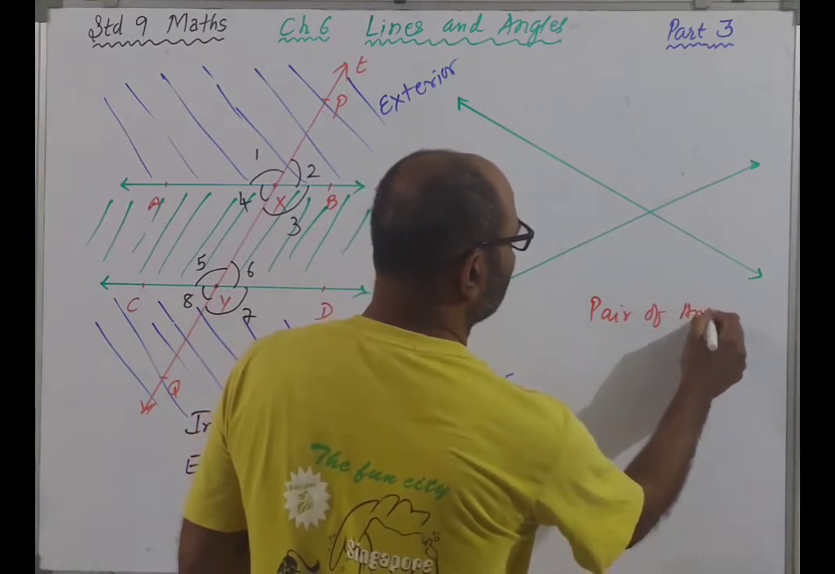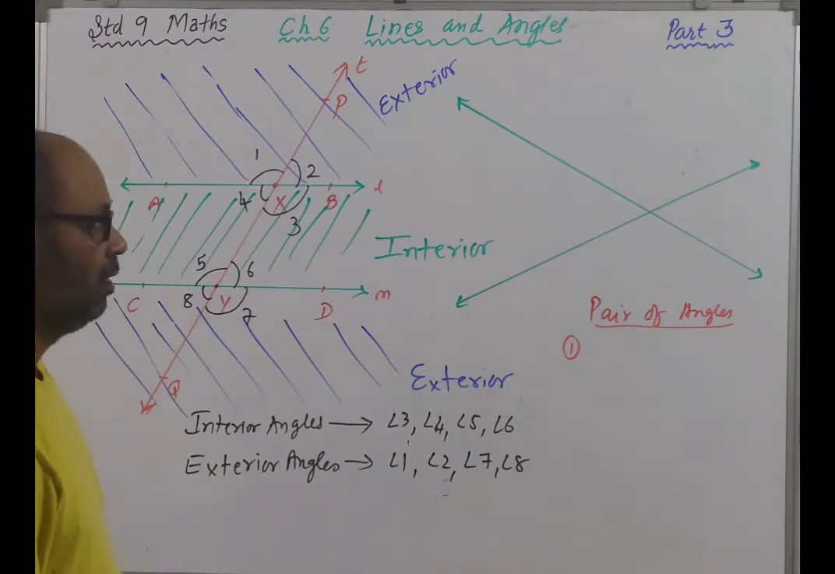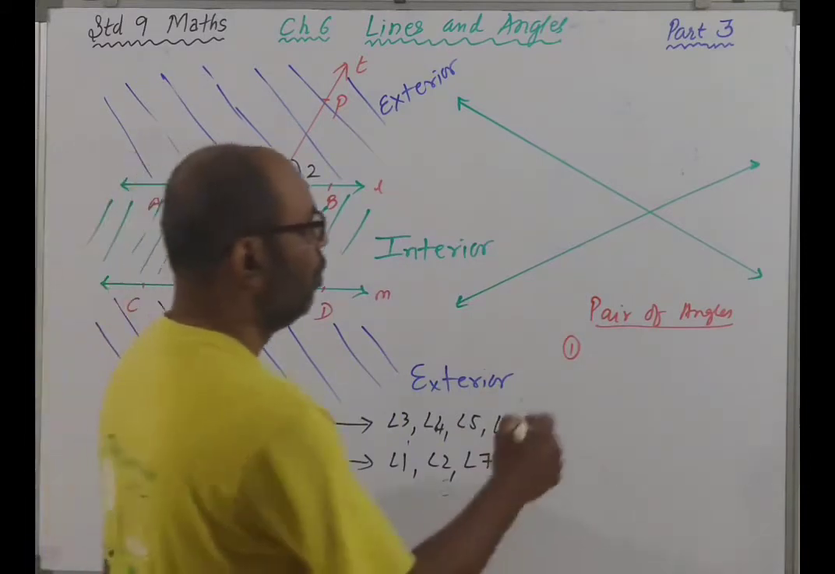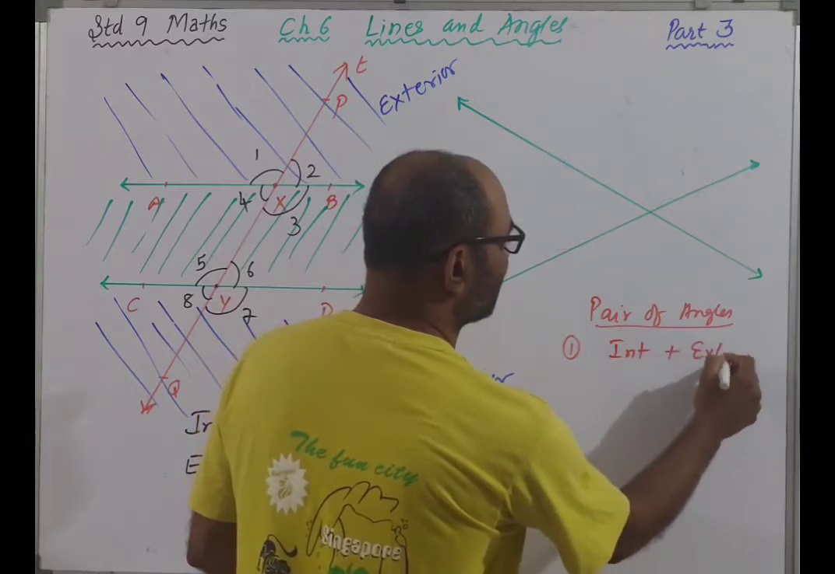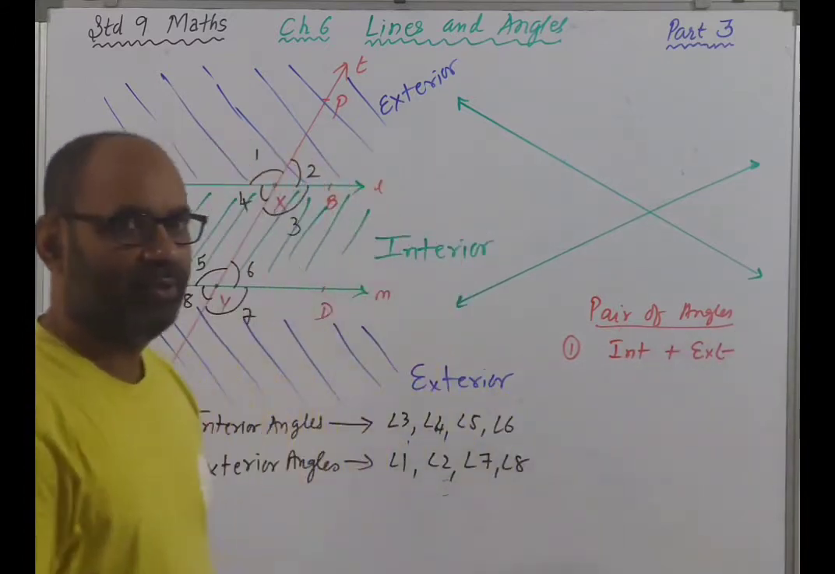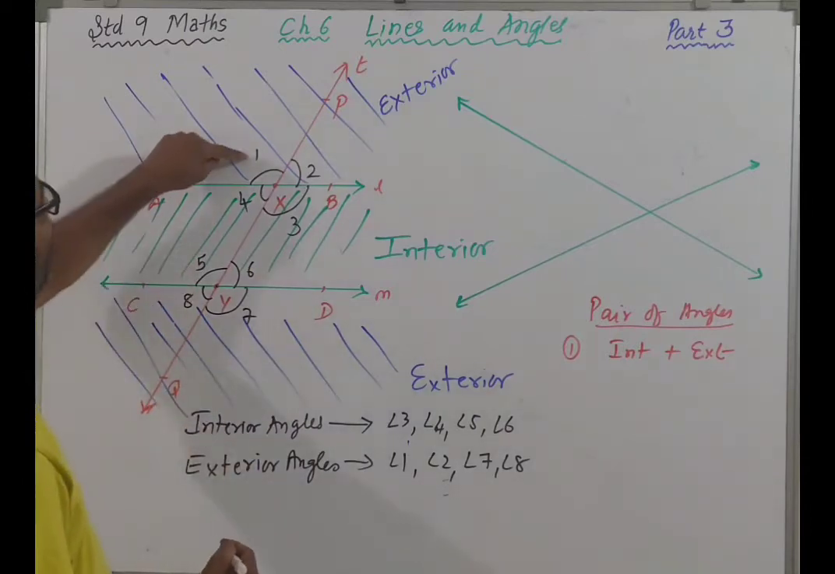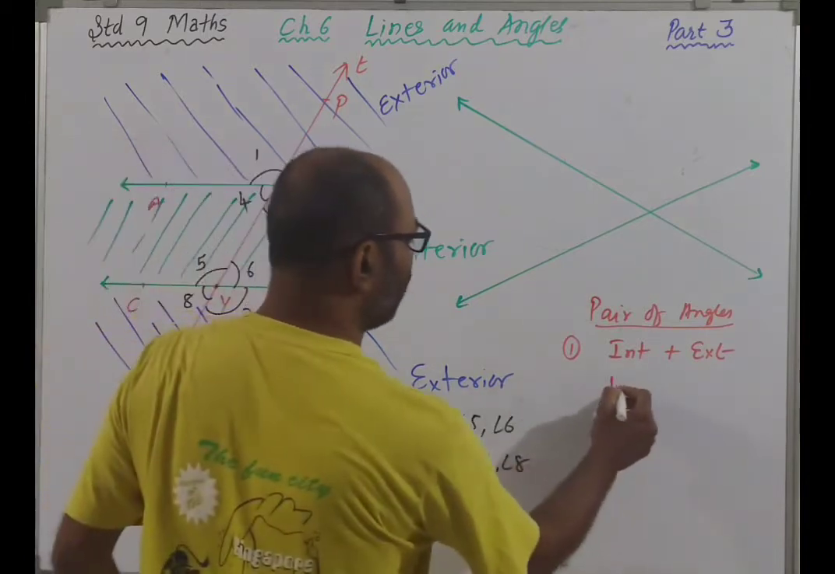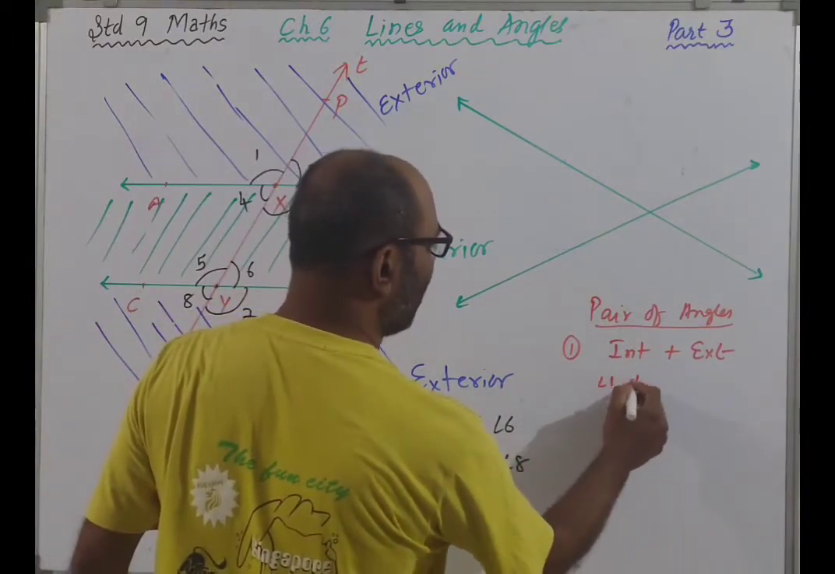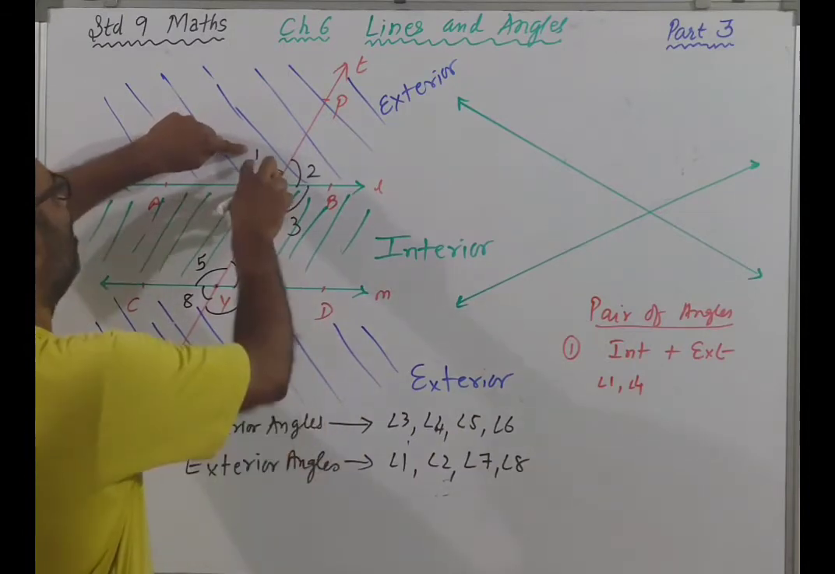Pair of angles. First, one in the interior plus one in the exterior. ऐसी जोड़ियां दो जो एक इंटीरियर में है और एक एक्सटीरियर में है. देखो 1, 4. स्टार्ट विथ 1, 4. Angle 1, angle 4. Then complete with 4, 1 only.